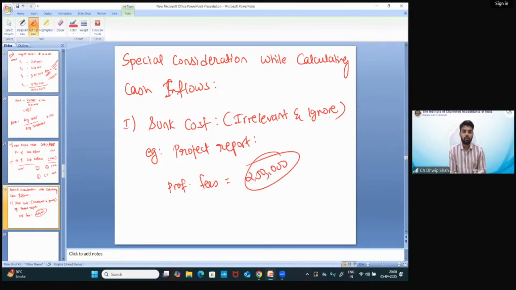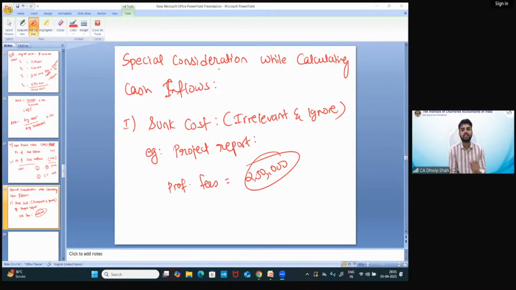Are you following? Did you understand? Did you visualize the example? Bolo, did you visualize this example? Any doubts as far as sunk cost is concerned? And in practical scenarios as well, many professionals charge more than 2,50,000 for preparing a single project report. So this is a very lucrative field. After becoming a CA, you can focus on this field. It is very lucrative.